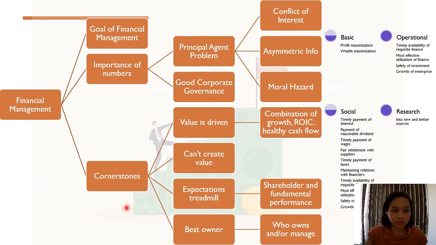And the third part of financial management is about the cornerstone, which is divided into 4 parts: value is driven, cannot create value, expectations treadmill, or in other words shareholder and fundamental performance, and also the base owner, who owns and or manages the business.